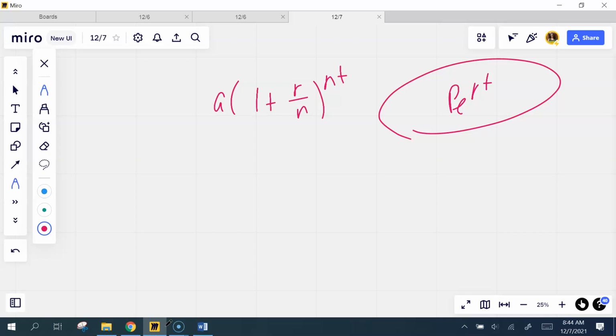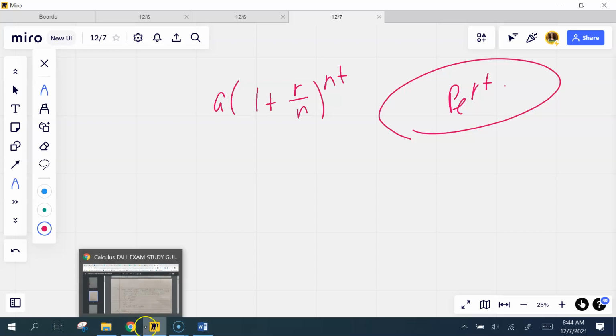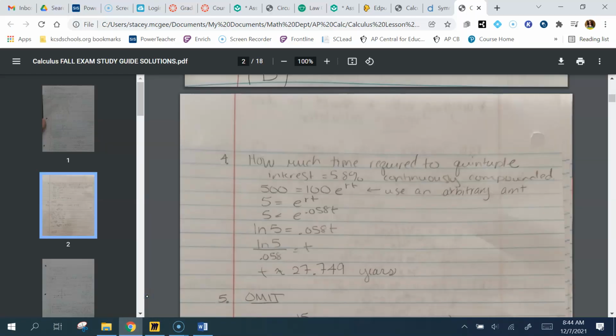All right, so P is my initial amount, r is my rate, and t is my time in years. So I used an arbitrary amount to plug in and then solved it for t.